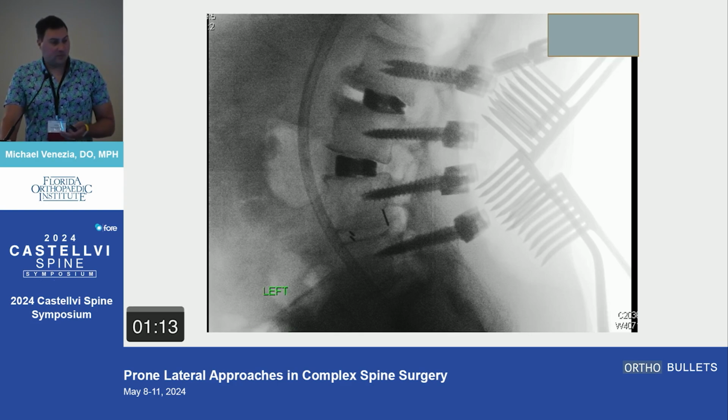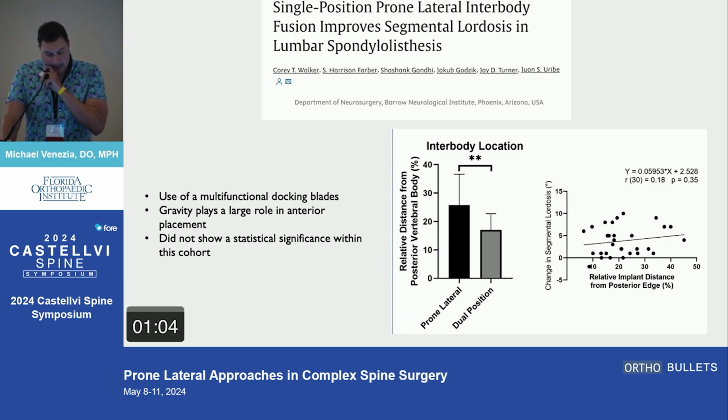This is a spot fluoro of that same patient, showing that this was before we had to do any open osteotomies or anything like that. We're getting correction just from the positioning and the cages themselves. Dr. Uribe looked at this. He looked at the improvement of segmental lordosis, and he basically showed the same thing everyone else showed.